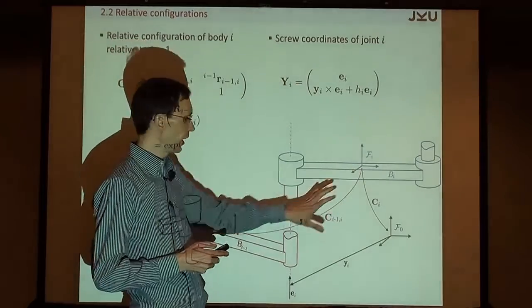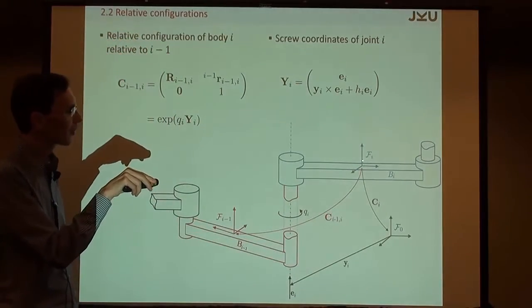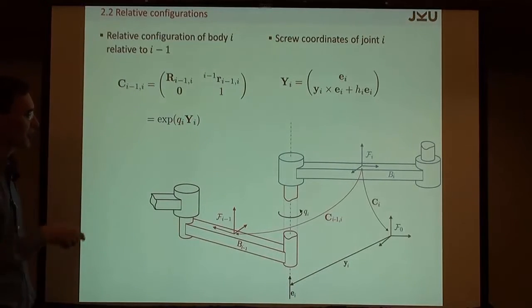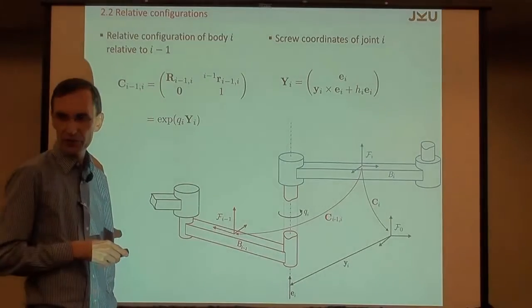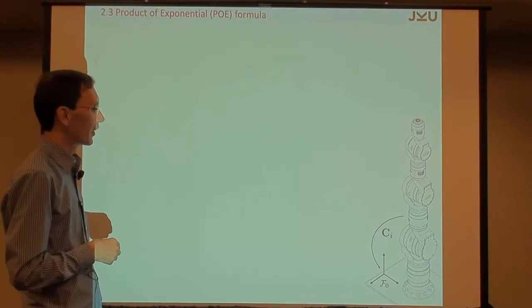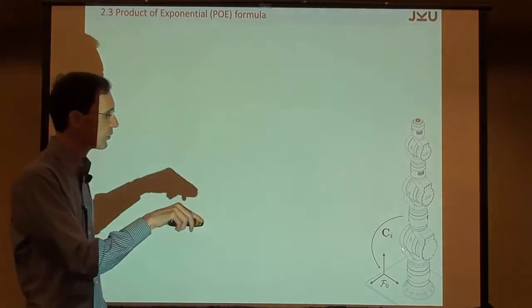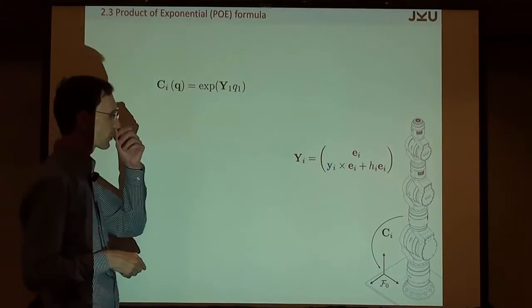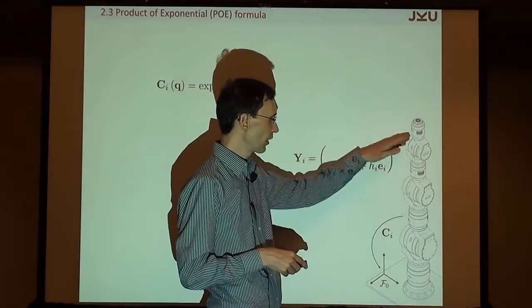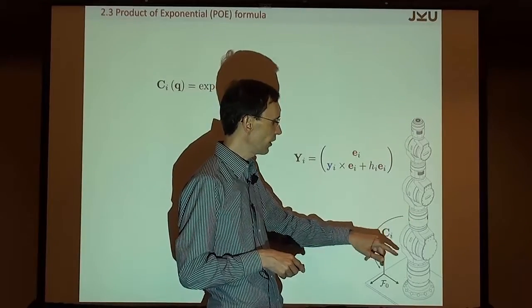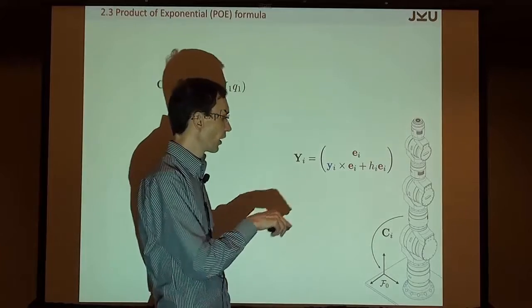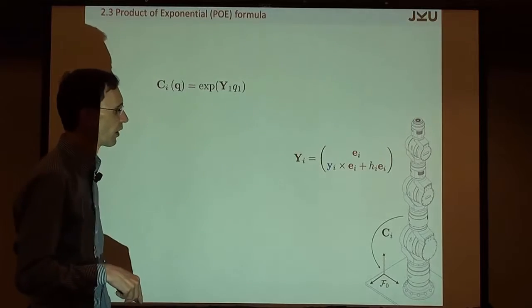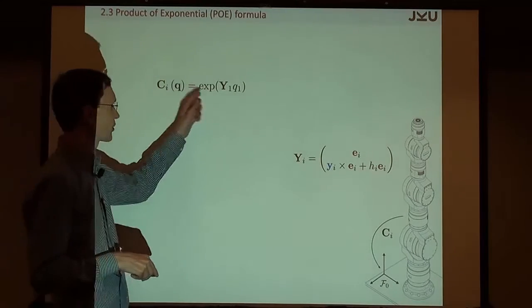So what do I get? I have the possibility to describe the relative motion of Fi relative to Fi minus 1 using an exponential, and the argument of the exponential is just the screw coordinates of this joint. Right, and I can use this now successively to describe the motion of each of the links in an open kinematic chain. So let's say I'm interested in some link number I, and I would like to see how the configuration of this link relative to the space fixed frame F0 is expressed in terms of the exponentials.